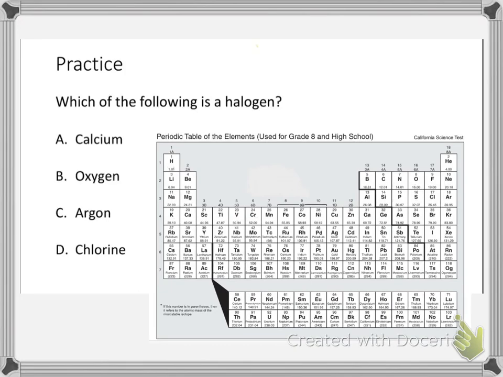So calcium is here, oxygen is here, argon is here, and chlorine is there. So halogens are right here, 7A. So the answer would be chlorine. Calcium is an alkaline earth metal. Oxygen is just in group 6A. Its group doesn't have its own name. And then argon is a noble gas.